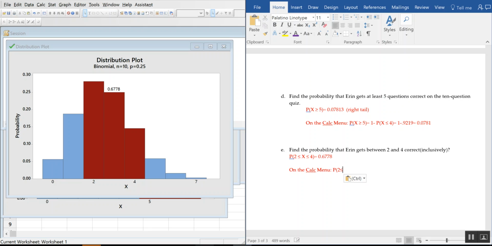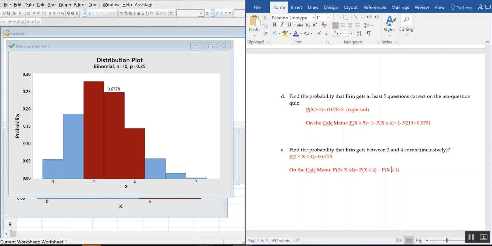sorry, 2 and 4. You would do instead the probability that x is less than or equal to 4 and subtract from it, and now you'd pull out the Calc menu and use it a second time. The probability that our variable was less than 1 or equal to it.